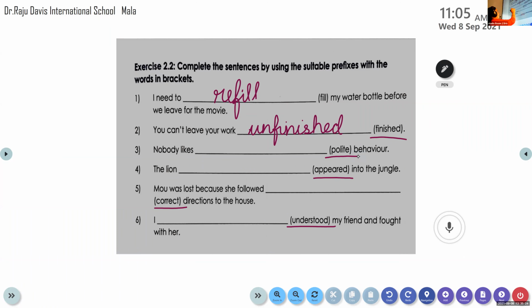We have to add the prefix im to make the antonym. Impolite. Understood? Impolite means not polite. Ishan, read the next one, number four.